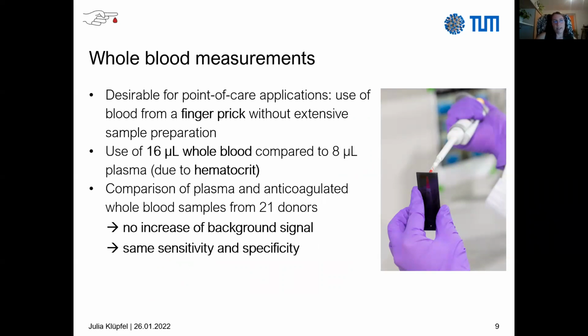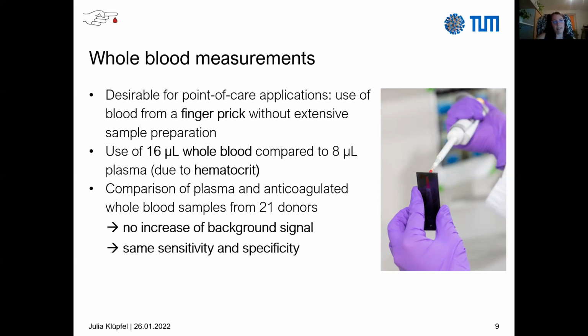We therefore used 60 microliters per measurement instead of 8 microliters, which were necessary when using plasma or serum. This is due to the hematocrit effect. So in the whole blood, we still have cells. So a whole lot of the volume is basically cells.